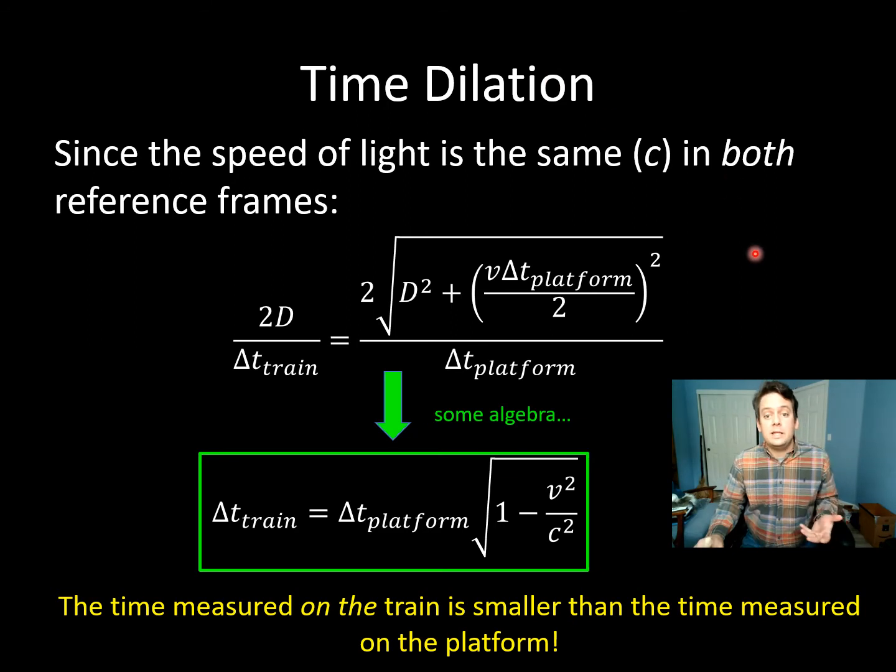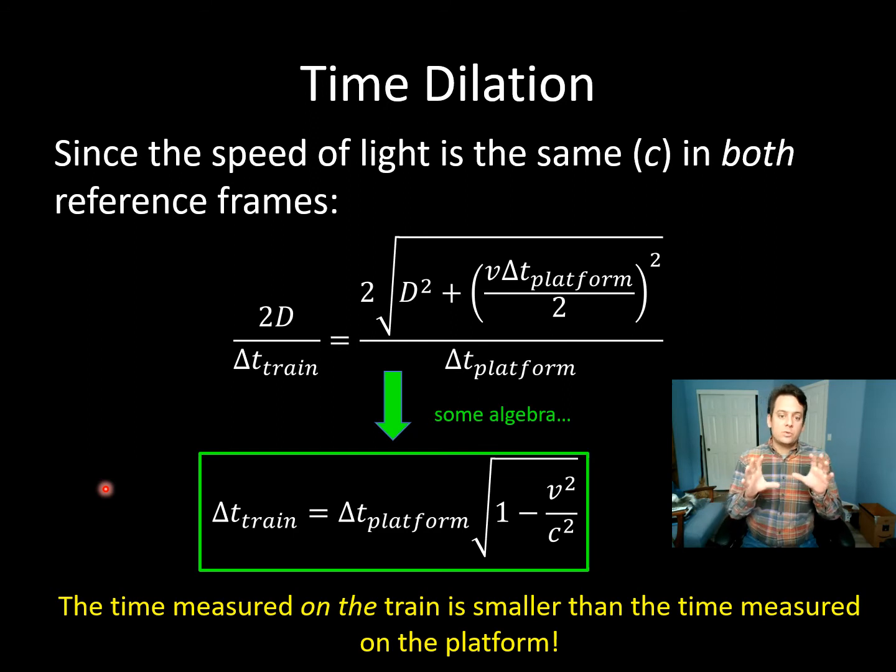But since the speed of light is the same in both reference frames, we can just take the two equations that we've obtained on the last couple of slides and set them equal to each other. Remember, the left side of this equation, which was the right side of the speed equation in the train frame, is just 2d over delta t train. Now we're setting that equal to this more complicated expression that we obtained from the platform frame of reference. We set those things equal, we do a little bit of algebra, and we obtain this magical expression, which is boxed for a reason.